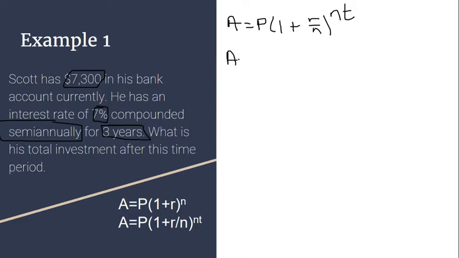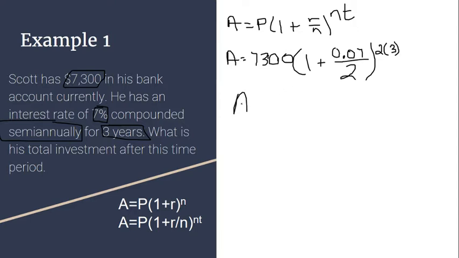So P is our principal, that's what we start out with. Scott currently has $7,300 in his bank account, so that's what we're going to use, times 1 plus r, our rate, 7%. Remember, you need to change it to a decimal, so either move your decimal point 2 to the left or divide by 100. N is the number of times a year, so we have semi-annually. Semi-annually is twice a year, so our value of n is 2. We have a 2 up in our exponent again for our n, and t is our years, so we're doing it for 3 years. So we have A equals 7,300.